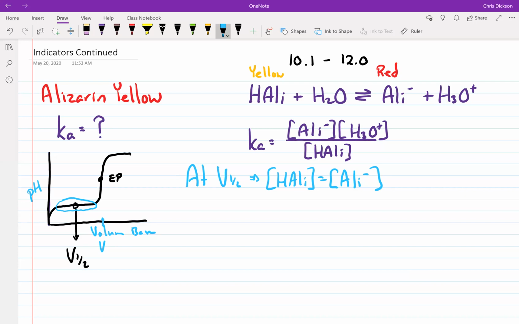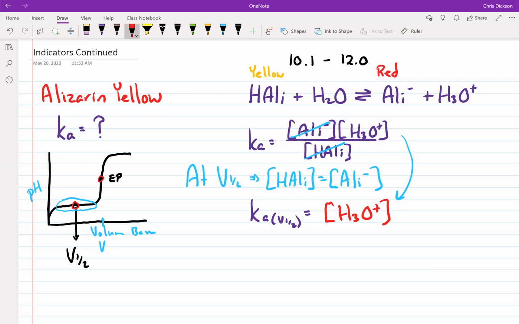So what that would mean is that if we're at V half, then the Ka value at V half would equal, well, if the acid and the base are the same concentration, then we would just have the concentration of the hydronium ion when we are at V half. But remember, V half is here on the graph. V would be at the equivalence point. But it doesn't really matter where you are on the graph. The K is a constant number. K is a constant for that acid at that temperature.